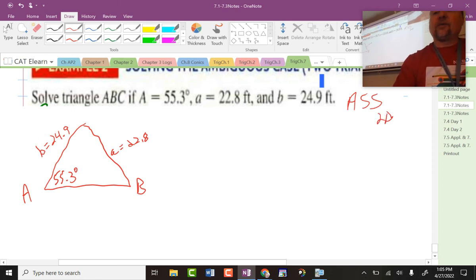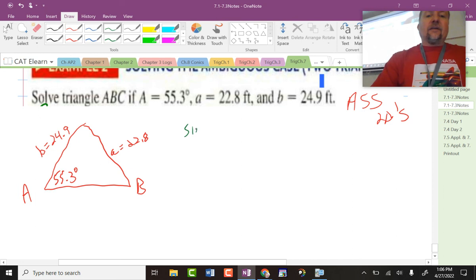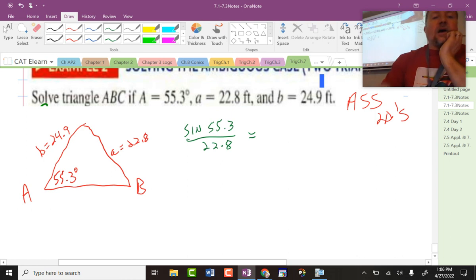Could there be 2 triangles? Question mark. We have to check. You may get none. Just happened on our last example. So you are going to go to the calculator. I'm going to turn this into green, and you're going to write this down for work. 75 sine of 55.3 over 22.8 equals sine of B over 24.9.